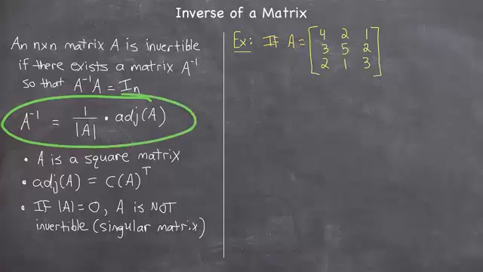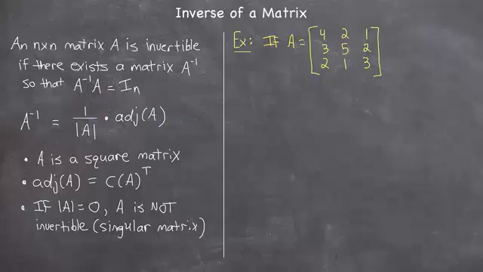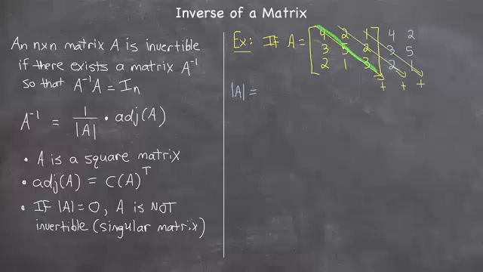In this formula for the inverse, I need two things, the determinant of matrix A and the adjugate of matrix A. Let's start by finding the determinant. Since this is a 3 by 3 matrix, I know there's a shortcut for finding the determinant. I just rewrite the first two columns beside the matrix, and then find the sum of the product of these three diagonals. So this first diagonal is 4 times 5 times 3, which is 60, plus 2 times 2 times 2, which is 8, plus 1 times 3 times 1, which is 3.